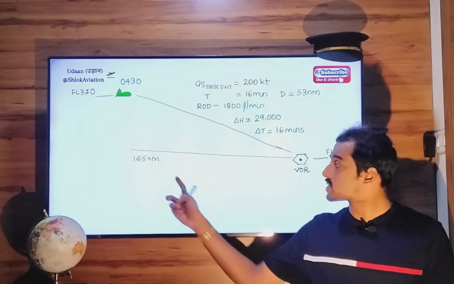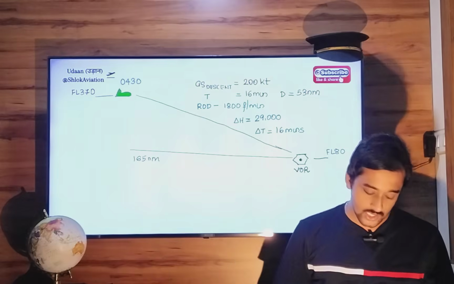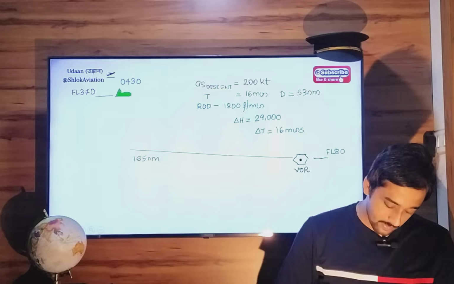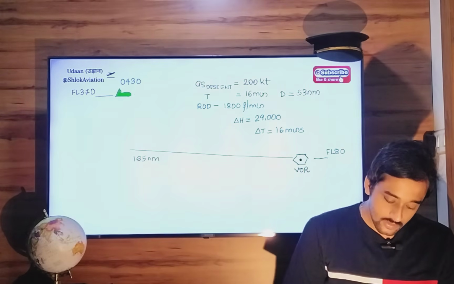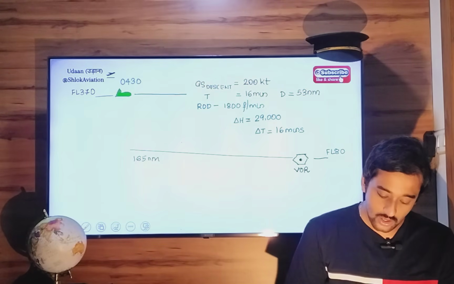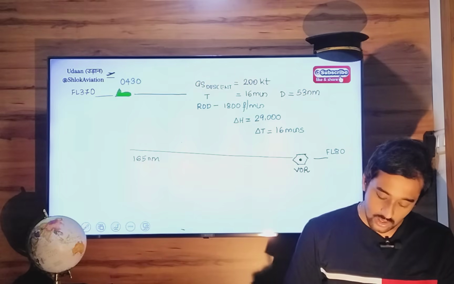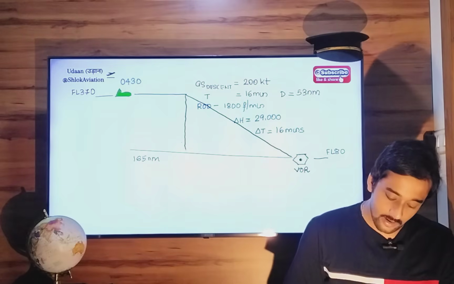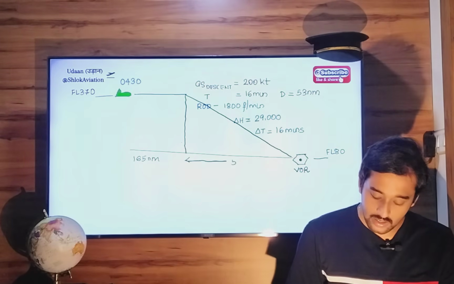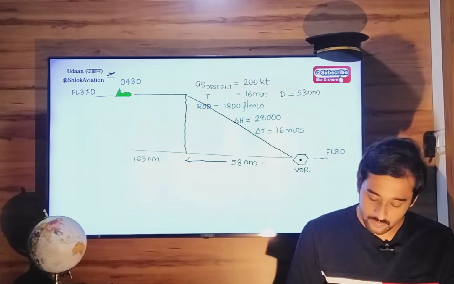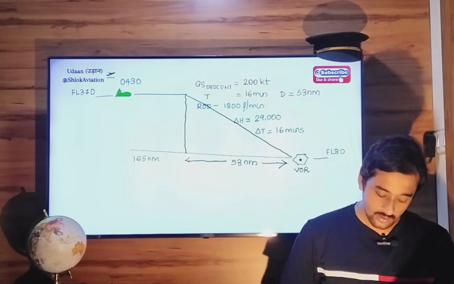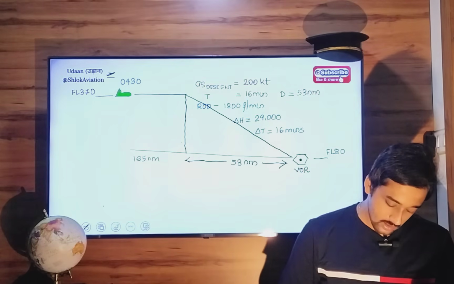So out of a total distance of 165 nautical miles, you are going to cover 53 nautical miles during your descent. Okay. So the remaining distance will be 165 minus 53, which is 112.